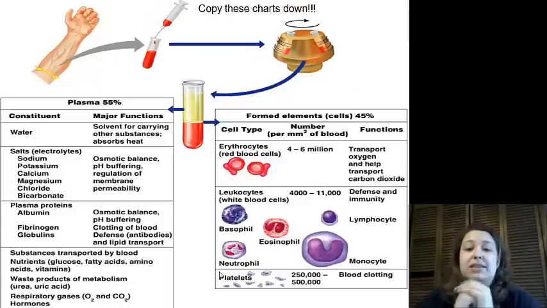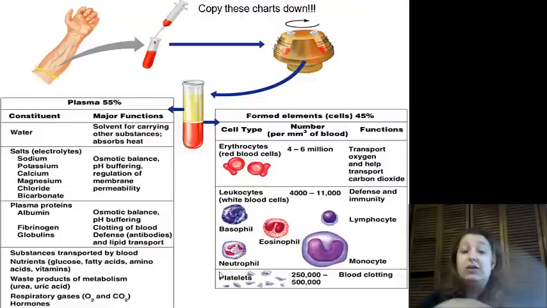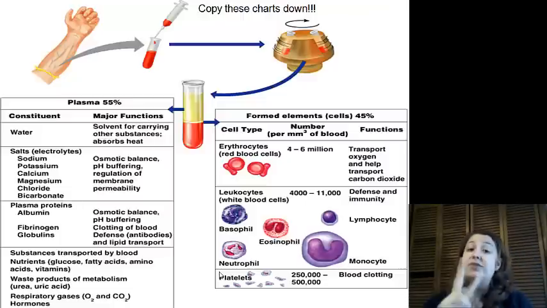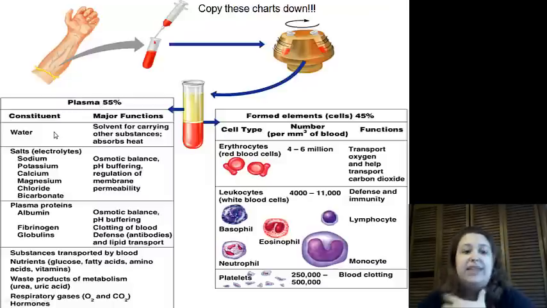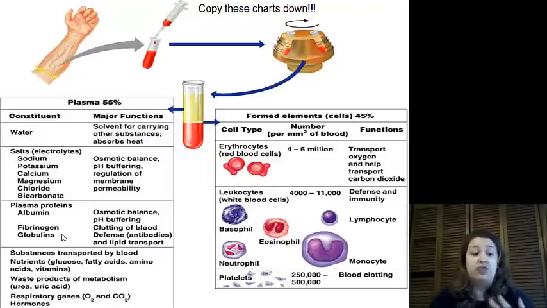When we separate the blood, when we swirl it down and the cells fall to the bottom and the liquid stays up on top, we have two main portions: our plasma and our formed elements. The plasma contains mostly water, some electrolytes, our plasma proteins, albumin, fibrinogen, and globulins, and other substances that are transported by the blood, such as nutrients, waste products, and respiratory gases. Our formed elements, or our cells, are our erythrocytes, which are our red blood cells, our leukocytes, which are our white blood cells that help in the immune defense, and our platelets for clotting.